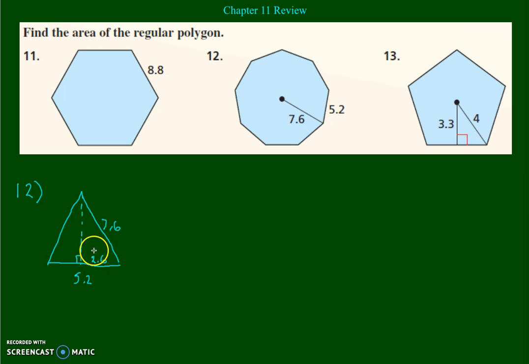Now, because this is a right triangle, I can use the Pythagorean theorem to find the height. Let's write in A for apothem, and we know that A squared plus 2.6 squared equals 7.6 squared. A squared equals 7.6 squared minus 2.6 squared. Take the square root of both sides, and A is going to be approximately 7.14.